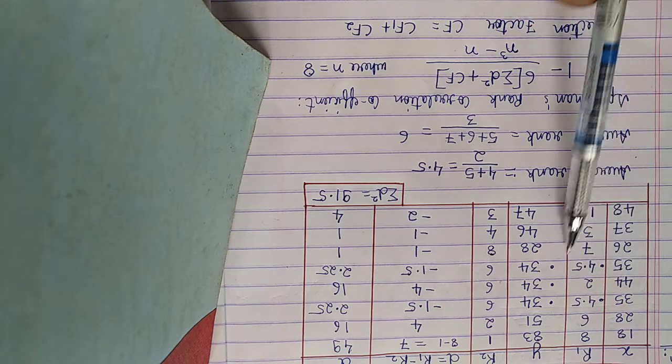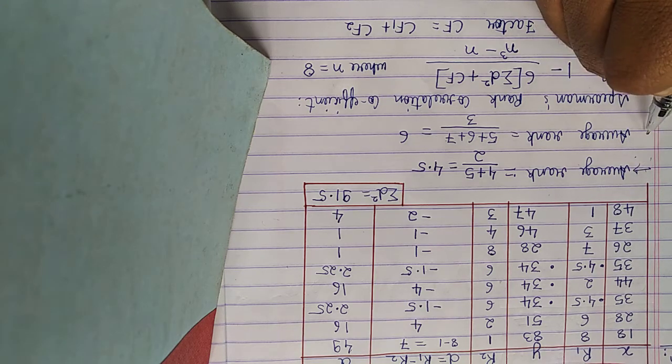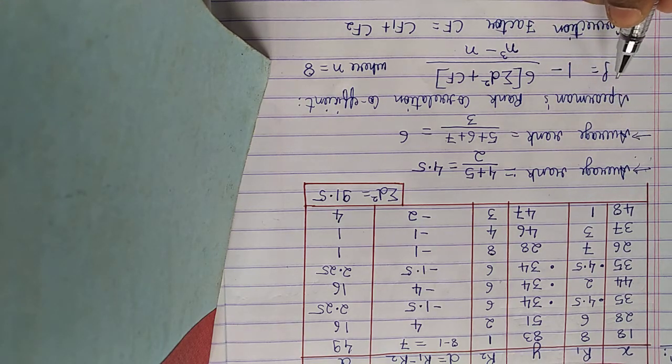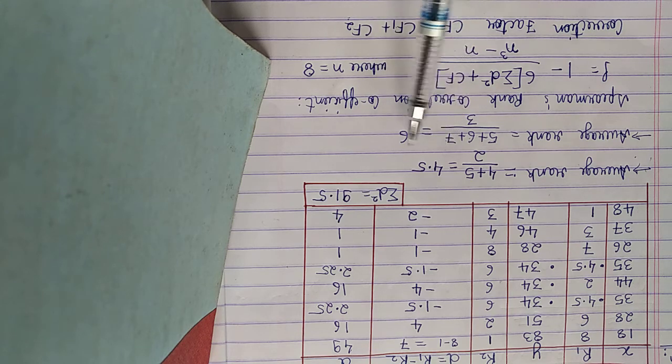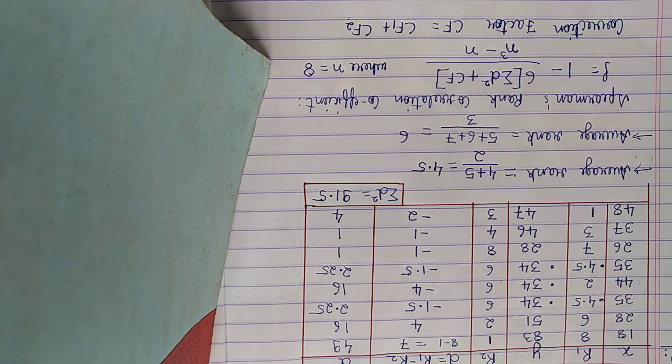So only one correction factor will come. Wherever, how many times you are finding out these average ranks? See here, average rank, how many times you are finding these average ranks? That many CFs will come. So CF1 will correspond to this, CF2 will correspond to this. Okay? How many times you are finding average ranks? Fine? Okay, let us move ahead to find out the values of CF1 and CF2.